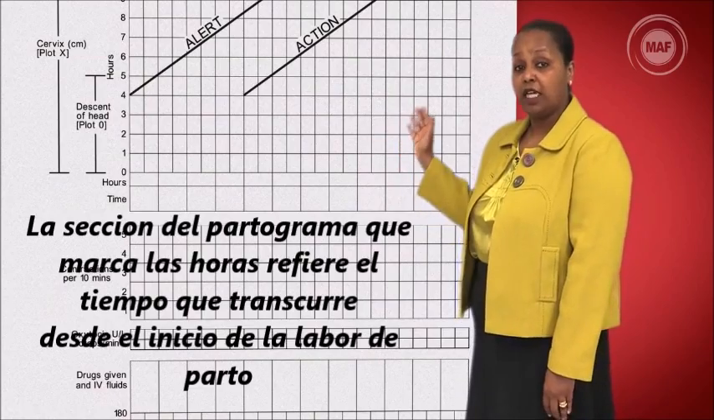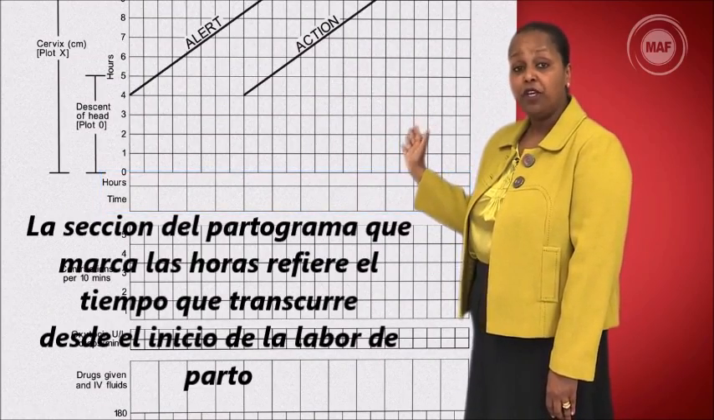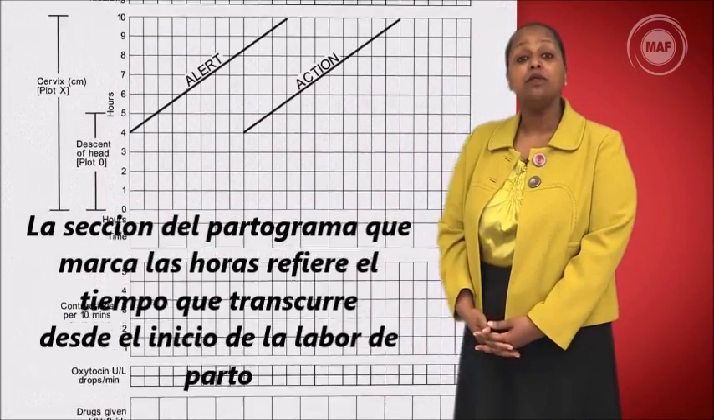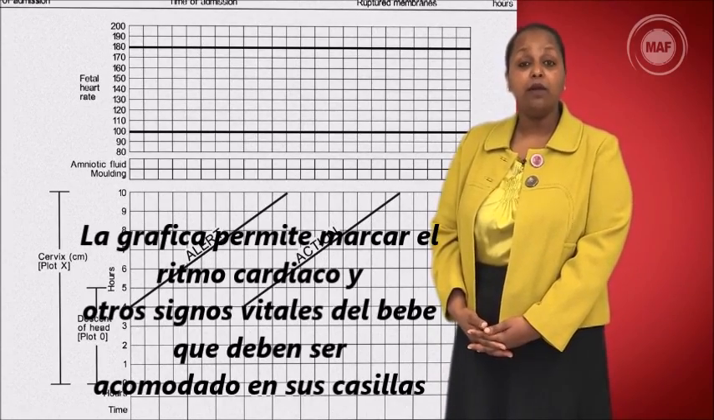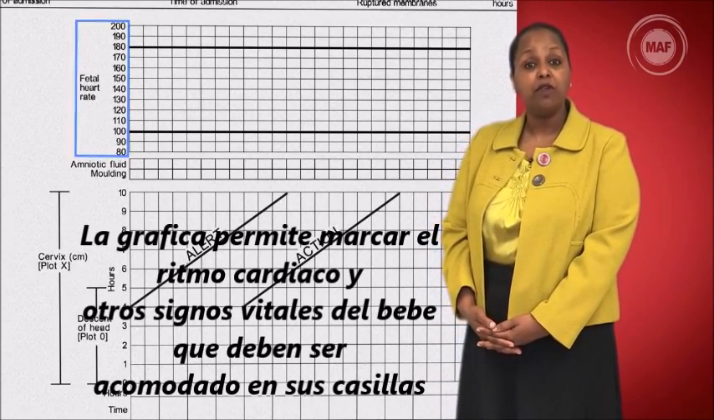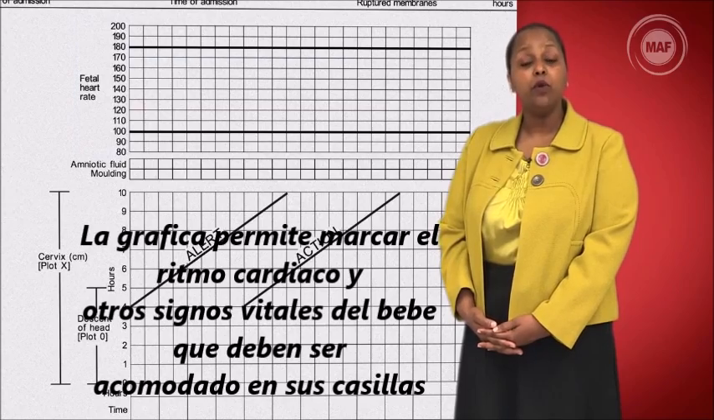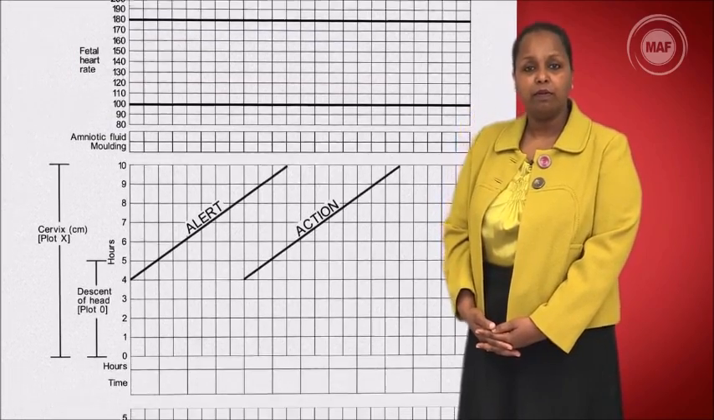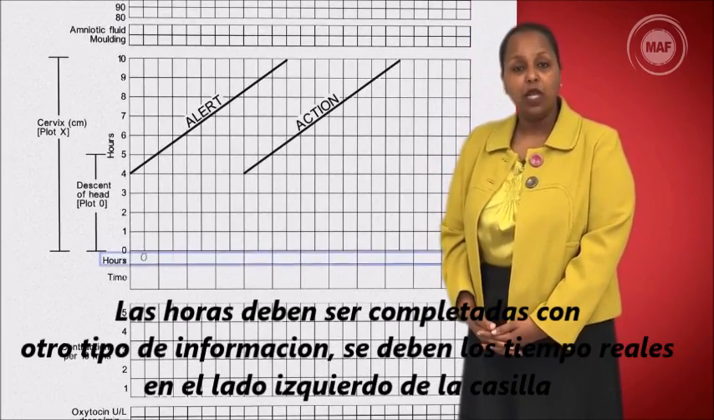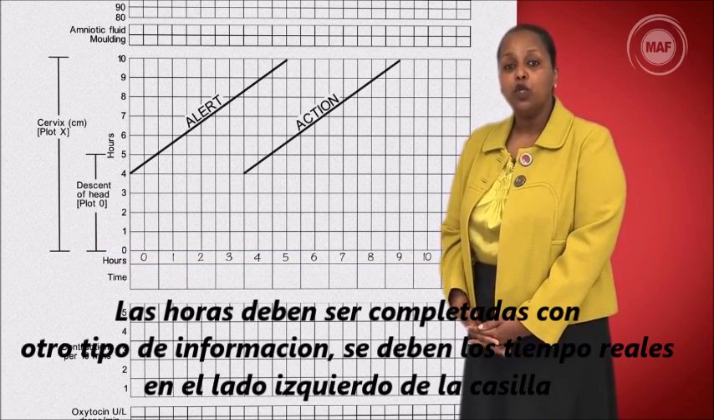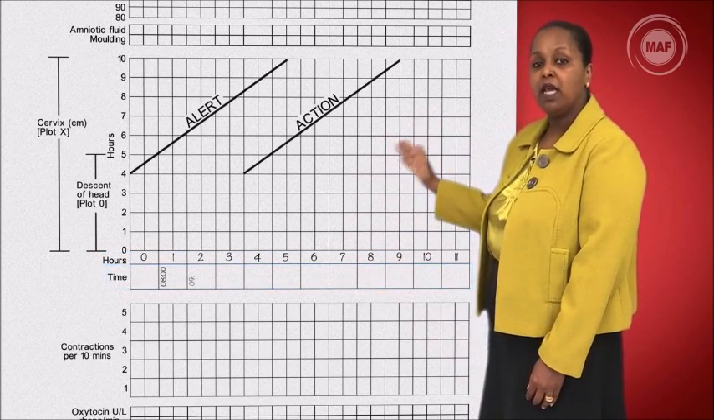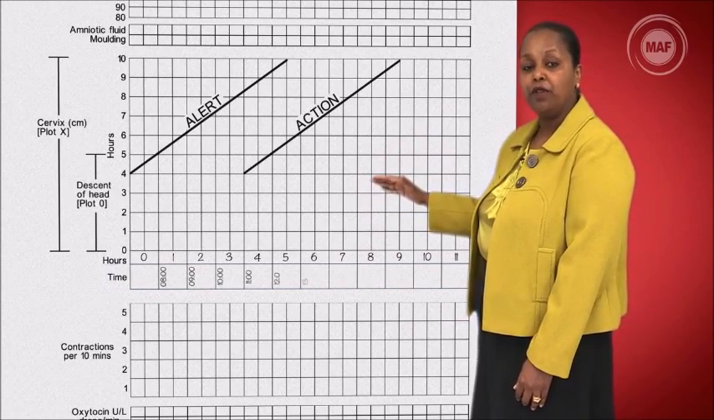The partograph section marked hours refers to the time elapsed since onset of the active phase of labour. The graph allows for quarter-hourly recordings of fetal heart and other vital signs, which may be recorded within the boxes. The hours should line up with other required information. You should record actual time sideways along the left-hand line of the time boxes.